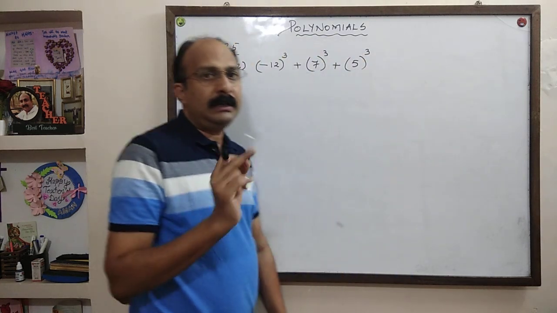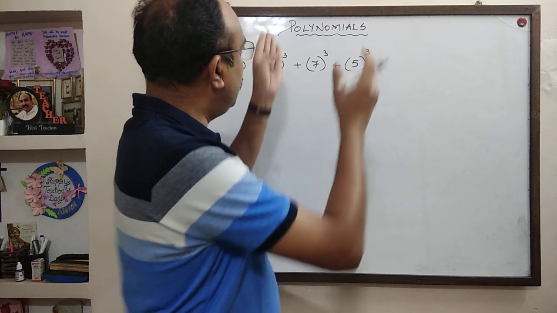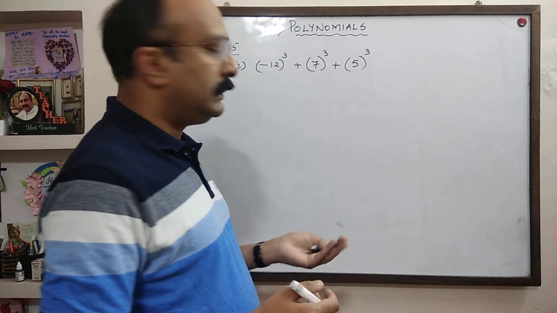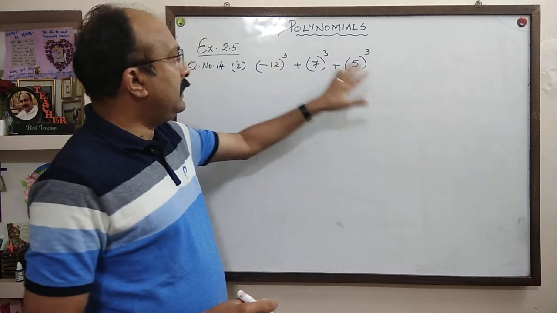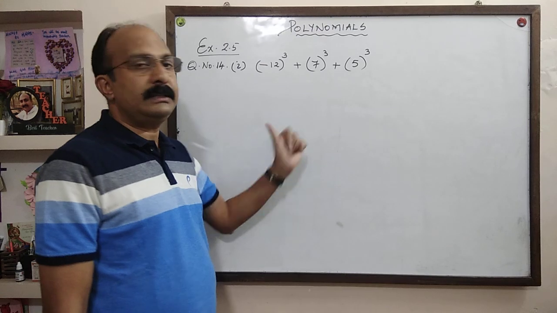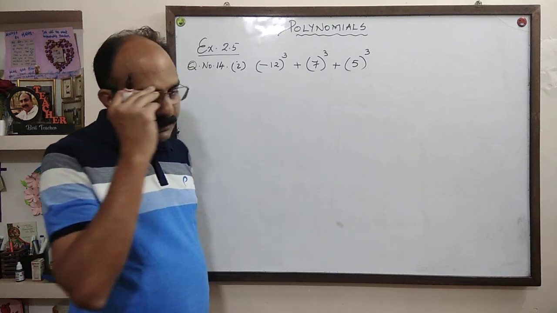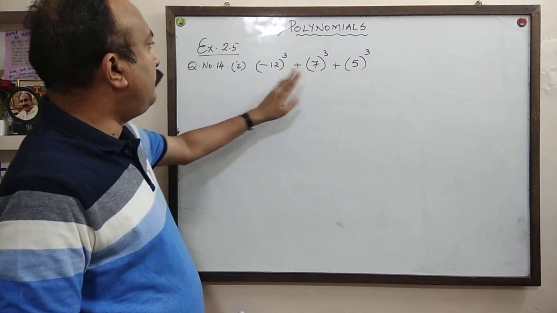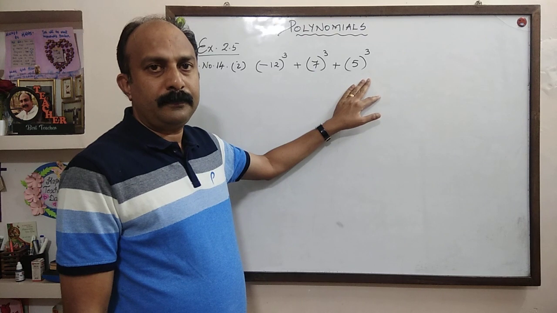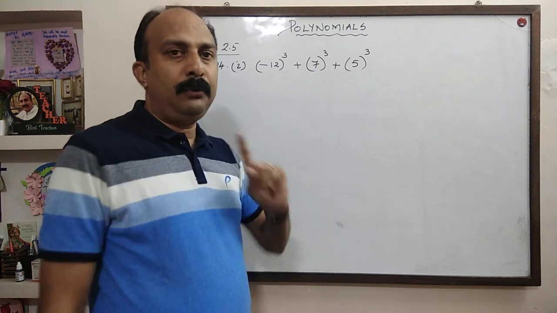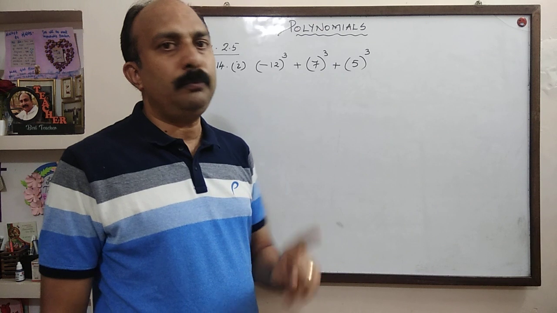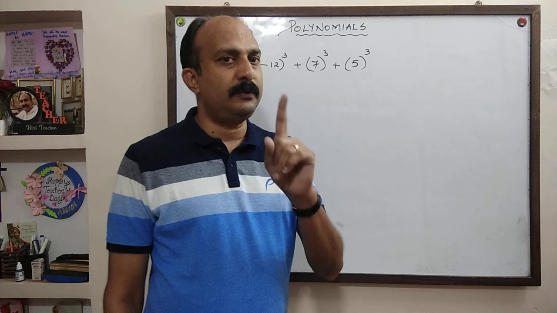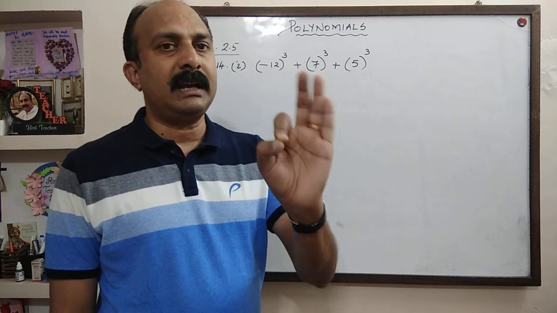I repeat, the question is without actually taking out the cube and adding them. That is not the task here. The task is, without doing individual cubes, you have to find the answer. Look at this question. It is in the form of a cube plus b cube plus c cube. We know that we have no identity for a cube plus b cube plus c cube alone, but we have one identity for a cube plus b cube plus c cube along with a condition.